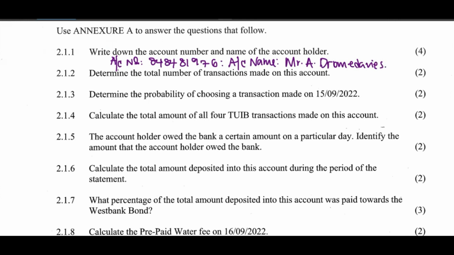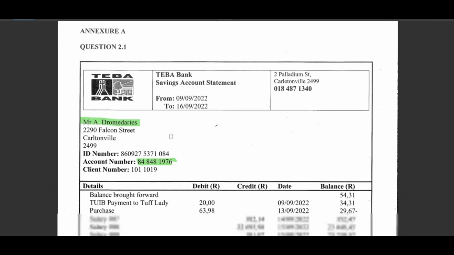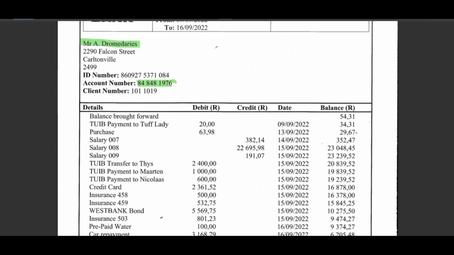Right. Let's go there and we see it's true. This is the address for the business. This is the address of the customer, the account holder. The details, the ID of this one here, client number, that is it. All right, there we go.